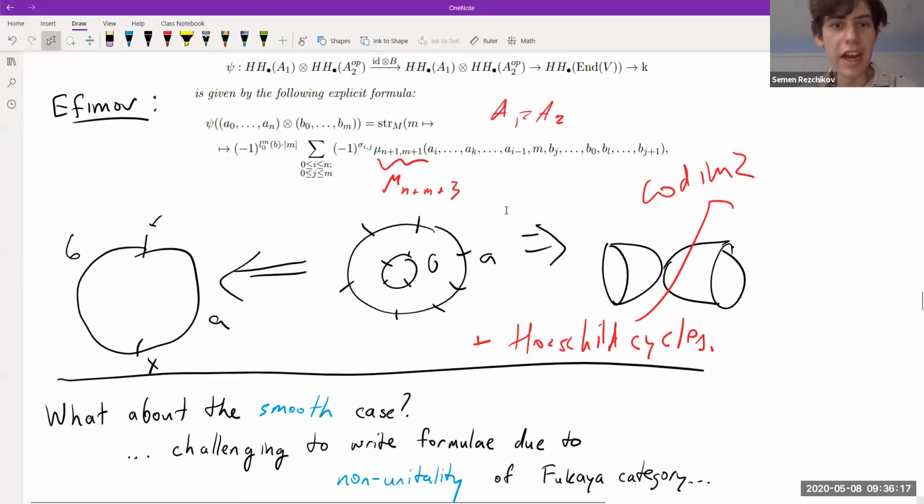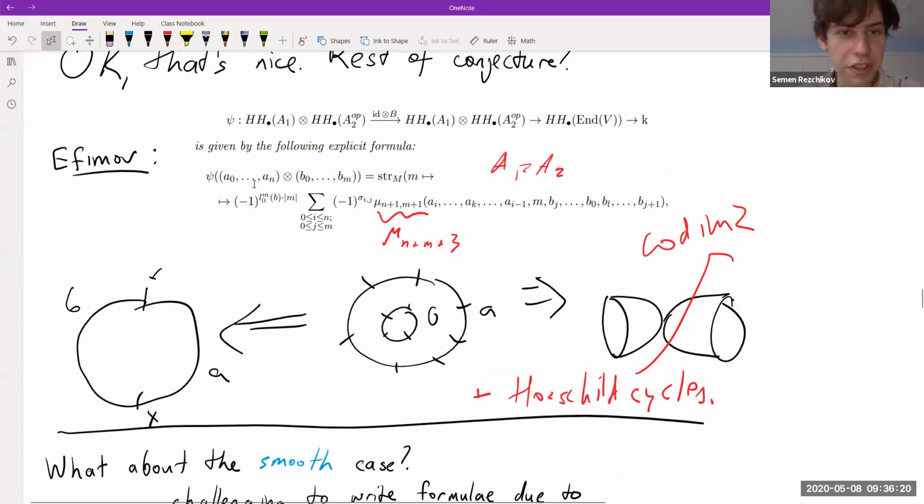Oh, so you have to start with A0 to AN, being a Hochschild cycle. This is a formula for this map, but you have to actually input a Hochschild cycle into the whole thing. So this annulus can degenerate by having disk bubbles come off the side, and that ends up being a contribution of the Hochschild differential. Oh, I see, okay. Yeah.